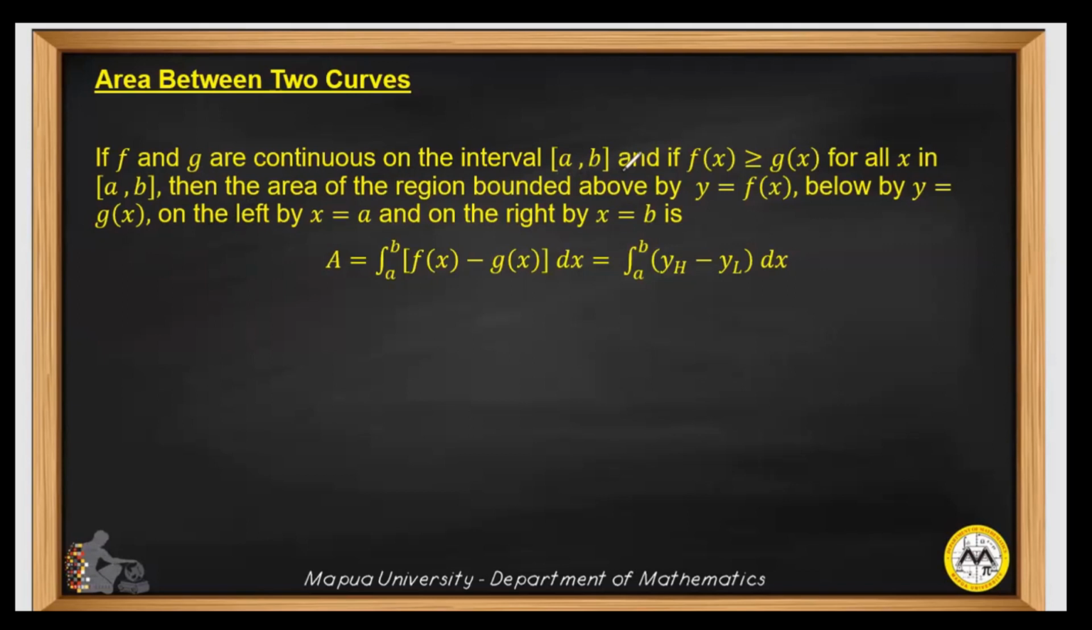If the function f of x is greater than or equal to the function g of x for all x within the closed interval from a to b, then the area of the region bounded above by y equals f of x, below by y equals g of x, on the left by x equals a, and on the right by x equals b is equal to the integral of f of x minus g of x dx, with limits evaluated from the lower limit a to the upper limit b.